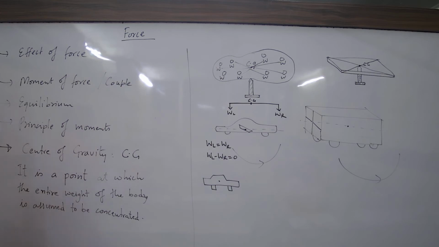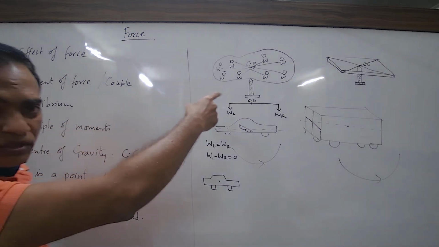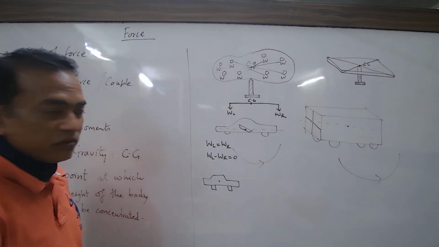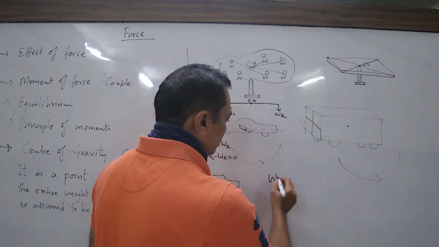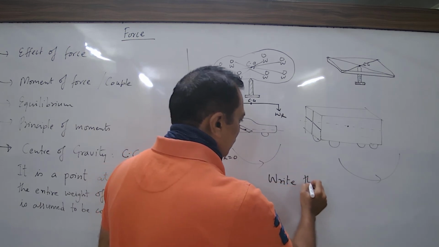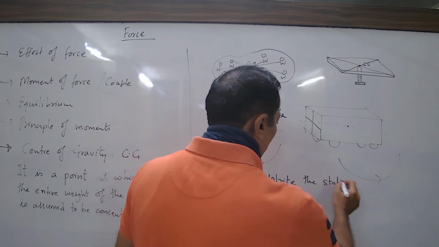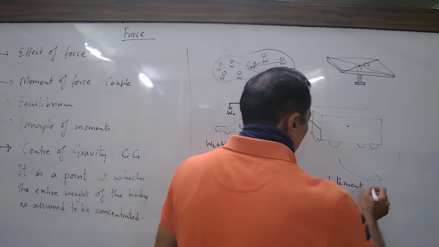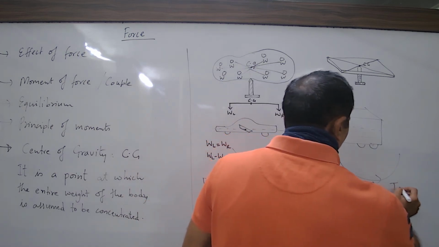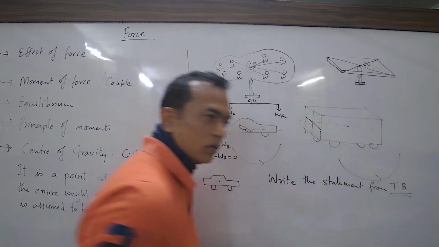Okay? So what I suggest is also follow your textbook. Then you will understand it completely. Because this is good for revision, but for complete understanding, follow the textbook also. Okay? So has everybody understood this definition of CG? So the statement, you write from your textbook. From the previous textbook. Okay.